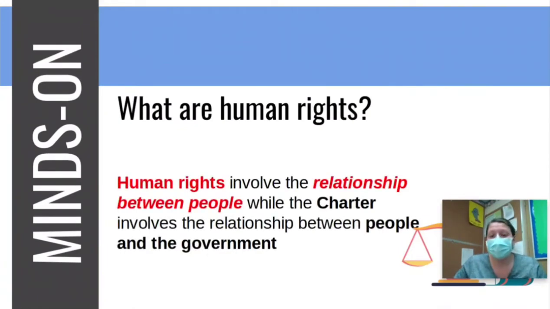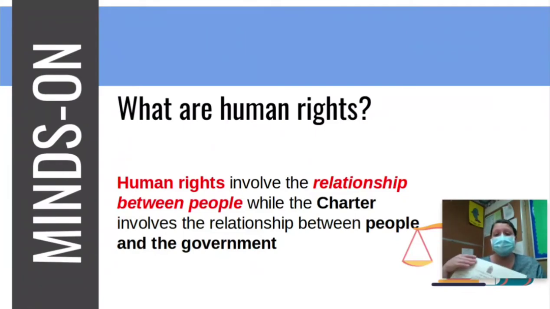A human right involves a relationship between people. And we know that our charter has to do with our relationship between people and the government. So in the case yesterday, we saw that because an employee was fired from an organization that was not the government, he could not use the charter to call out that discrimination of his firing.